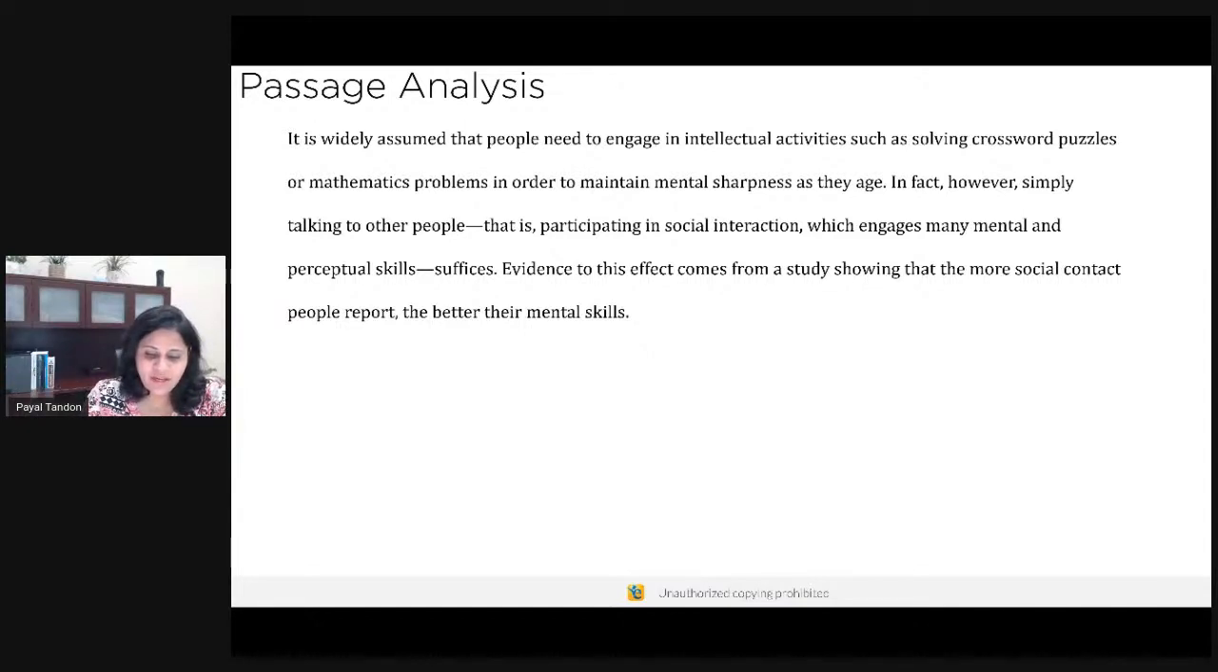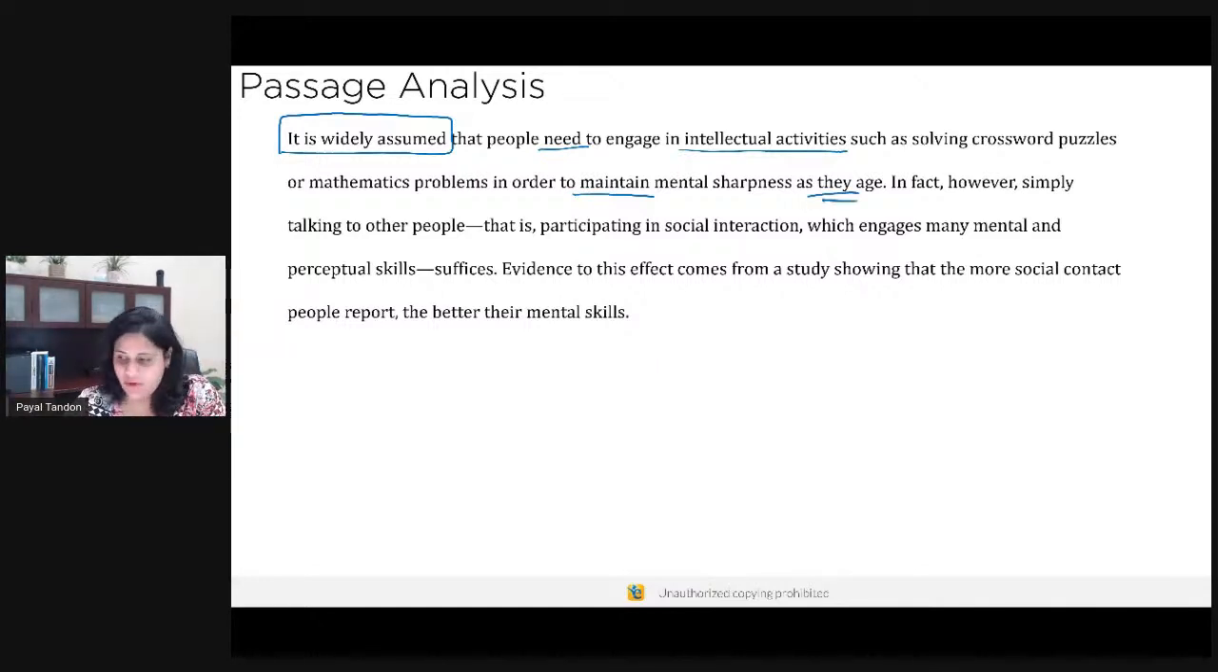It is widely assumed that people need to engage in intellectual activities such as solving crossword puzzles or mathematics problems in order to maintain mental sharpness as they age. So this first statement simply provides us with a generally accepted belief that people need to engage in such intellectual activities in order to maintain their mental sharpness as they age. So that's what we are talking about.